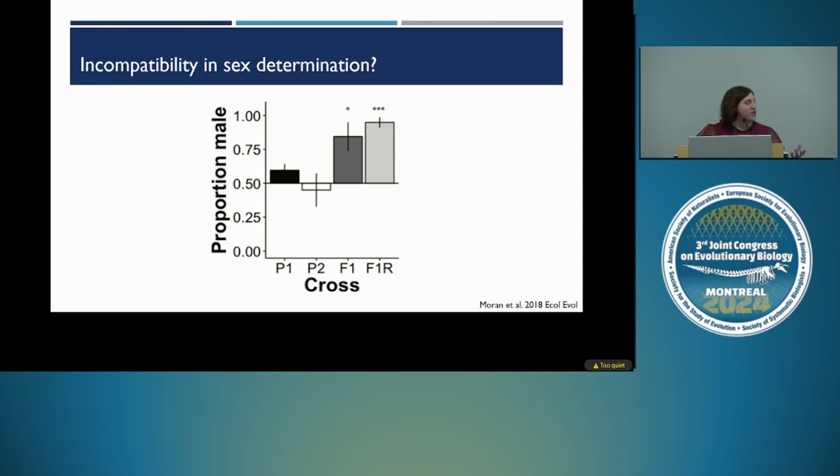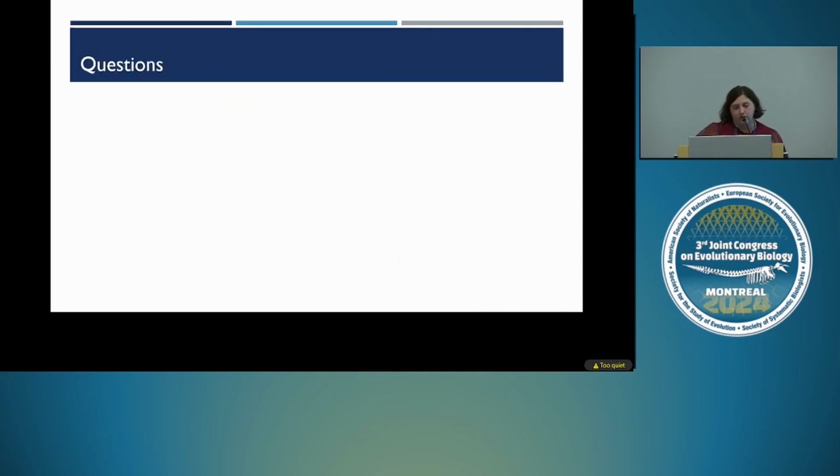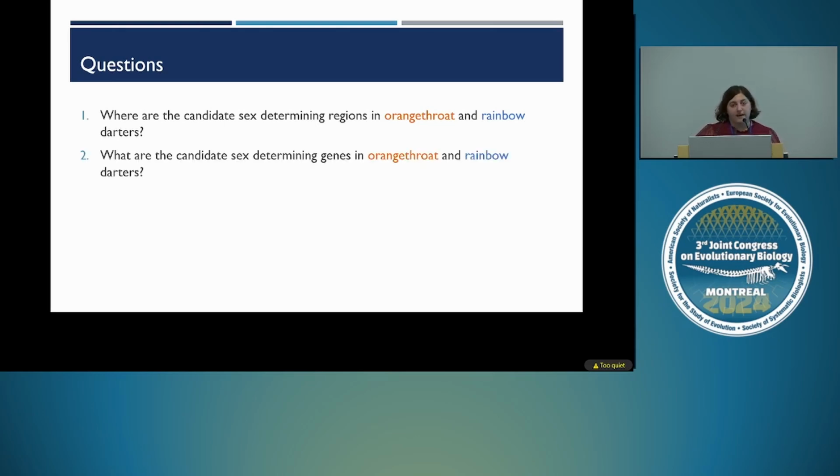We want to know if this is evidence for an incompatibility in sex determination. Part of why we want to study this is that sex determination in fish is incredibly diverse. We have XY and ZW systems, we have polygenic and monogenic systems, and a lot of different potential genes. So we want to know if these two species have different sex-determining systems. The questions I'll be addressing today are, where are the candidate sex-determining regions in these species? What are some candidate genes?